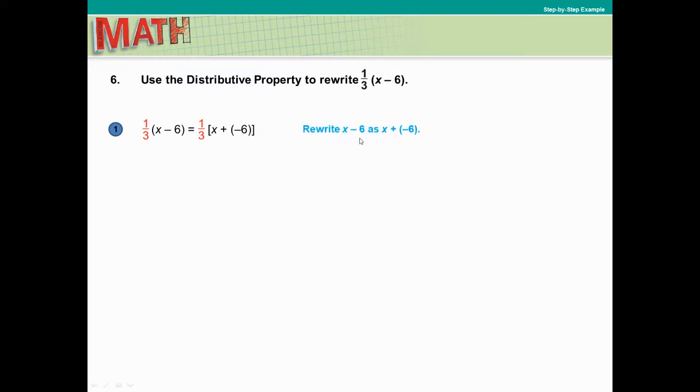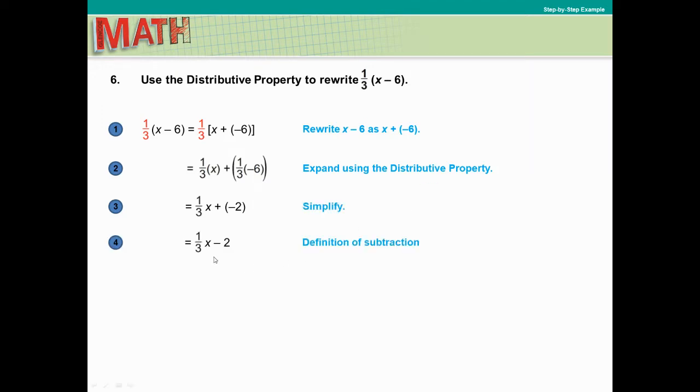So it's going to be 1/3 x plus 1/3 times negative 6. And 1/3 times negative 6, if you use the calculator, you'll see, or 1/3 of 6. 1/3 of 6 is 2. So 1/3 of negative 6 would be negative 2. So the final answer would be 1/3 x plus negative 2. But again, to simplify, you have to actually put 1/3 x minus 2. Plus and negative doesn't simplify. You need to put the minus sign there.